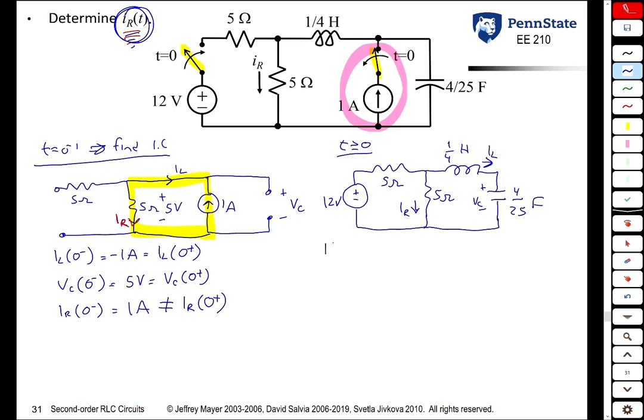So we're going to find an expression for IL of t for all time, and then from that, we're going to get IR of t. We could do this by solving for VC of t, but it seems that IL of t might be easier to convert to IR of t just because of the similarities between IR and IL. So the next step in the algorithm is for t approaching infinity, find IL of infinity.